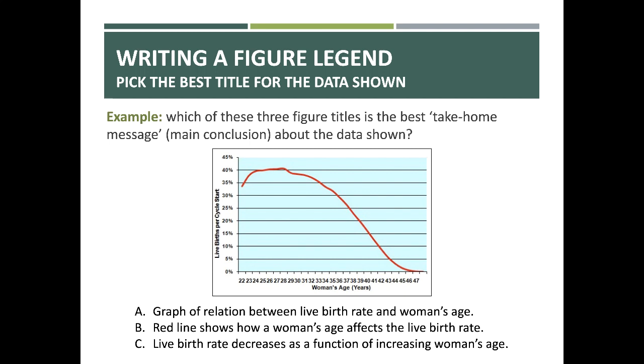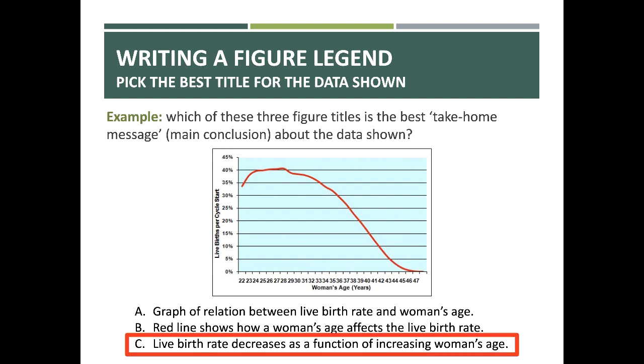Go ahead and hit pause and see if you can think about which of these, A, B, or C, is the correct answer. The best answer is C. This is the take-home point. As I said, A and B are correct statements, but that's not really the take-home point. If you read this, live birth rate decreases as a function of increasing women's age, that tells you exactly what the authors are trying to convey. The first 2 are just kind of describing how the figure is set up. Interesting, but not a take-home point.